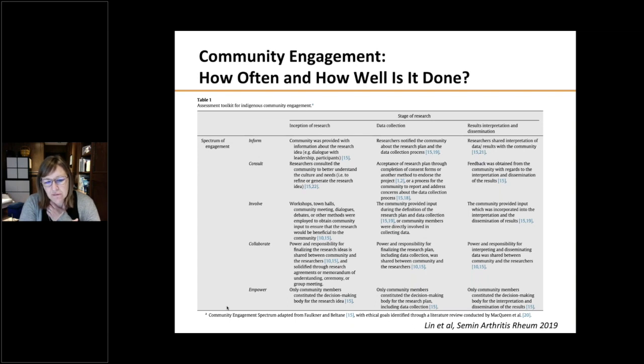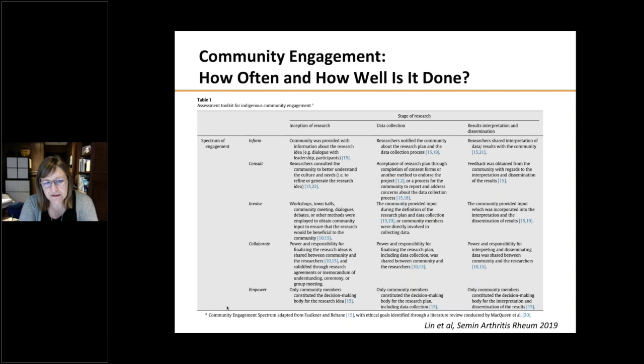And so we had looked at a literature review that we had done in arthritis research specifically, but we wanted to critique how well the different research groups or research manuscripts had actually described community engagement in their publication or in their write-up. And we used a spectrum that was promoted by Faulkner and Beltane, and looked at a spectrum of engagement ranging from informing community, consulting community, involving community, collaborating, and then finally empowering.